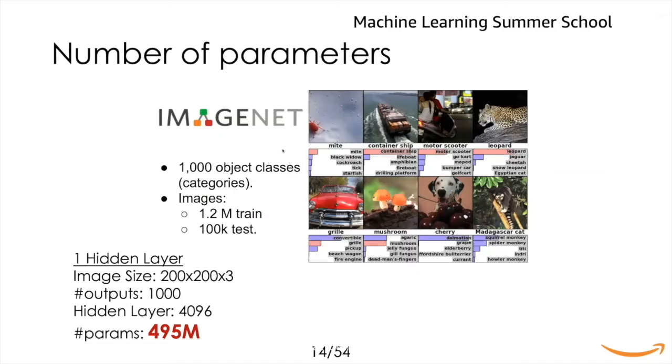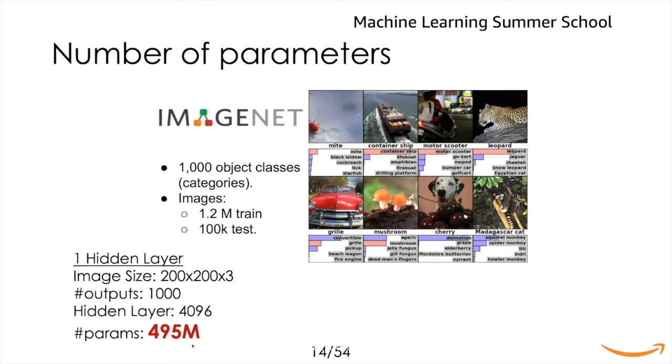ImageNet is a very popular open source database which is used in the ILSVRC competition, which is held annually. And it has 1,000 different classes of objects, with a large training set of 1.2 million and a 100K test set. Now consider classifying on this database. You have images of size 200 cross 200 cross 3, a 1000 dimensional output, and you're going to use a single hidden layer of 4096 dimensions. For such a data set and architecture, the number of parameters you'll require in an MLP is 495 million, which is huge.